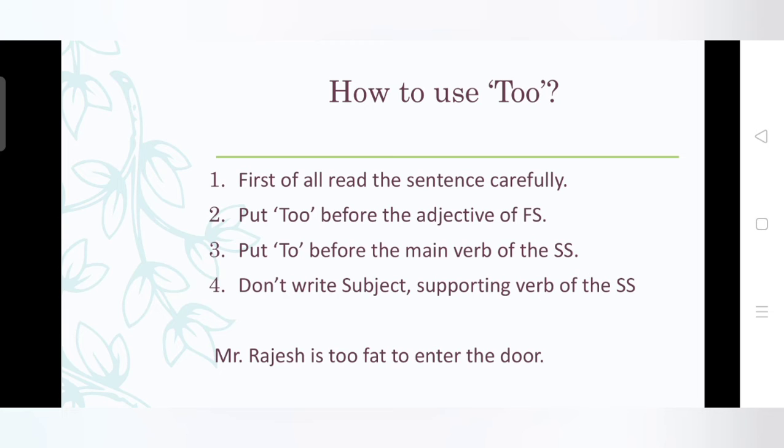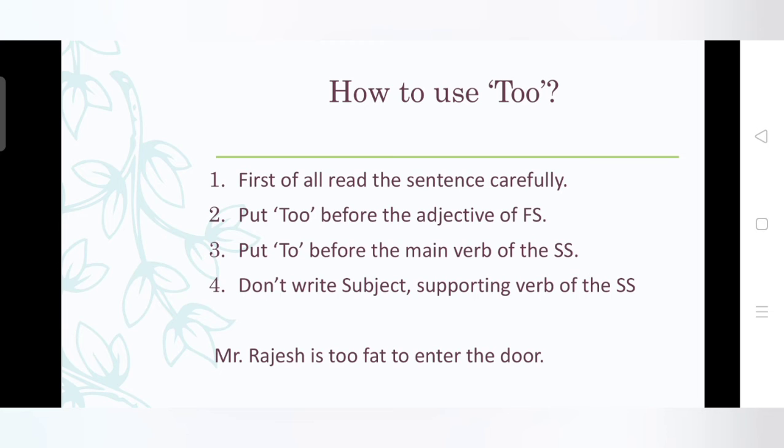The sentence will be, Mr. Rajesh is too fat to enter the door. This is how the sentence will be. What was the sentence originally? Originally, there were two sentences. Try to understand me. The first sentence was, Mr. Rajesh is fat. The second sentence was, he cannot enter the door.